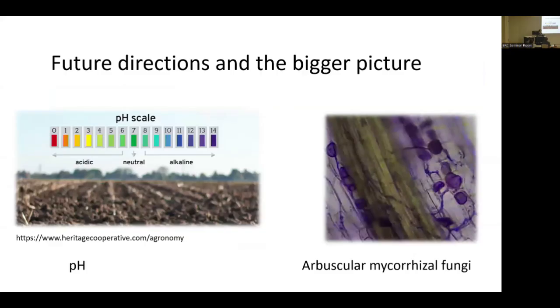So for future directions, I really want to look at soil pH. I know soil pH has an influence in the microbiome, but I wanted to see if it had an influence in the mycobiome. And then I have another data set, which is the arbuscular mycorrhizal fungi. This is the fungi that penetrates inside the plant roots, but they're not parasitic.